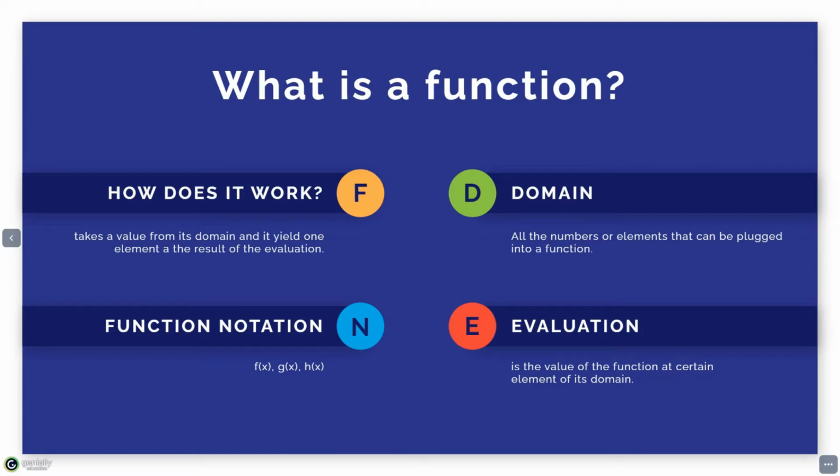Now that we have an idea of how a function works, let's talk about their notation. We no longer will use y is equal to something. Instead, we will write our functions as f of x, or g of x, or h of x. Well, I think you get the idea. In these examples, f, g, and h are the names of the functions, and x represents the elements of their domain, meaning x represents all the elements that can be plugged into the function. This notation is very useful because we can easily represent the value of the function at a certain element of its domain. But let me show you what I'm talking about.